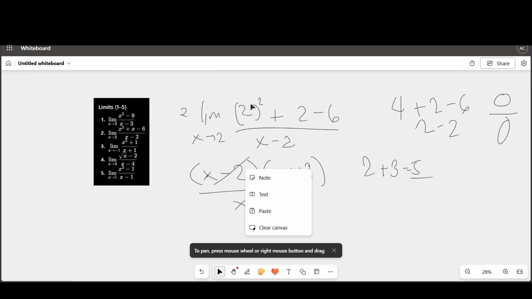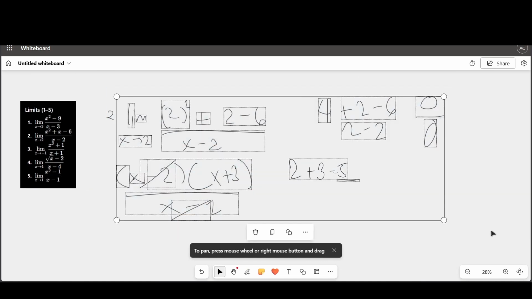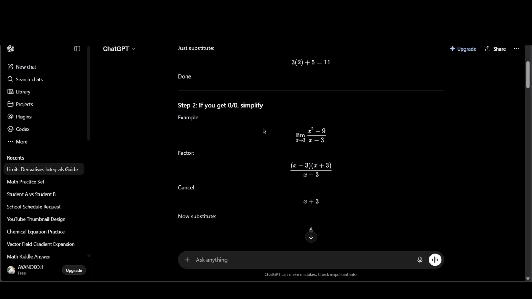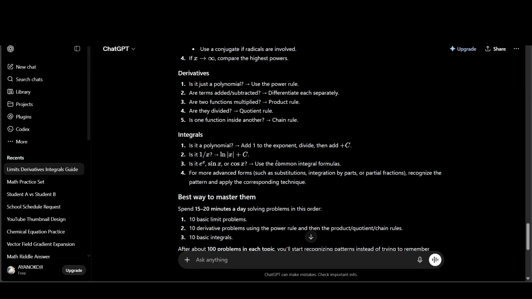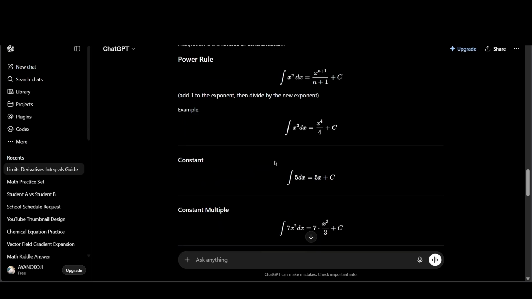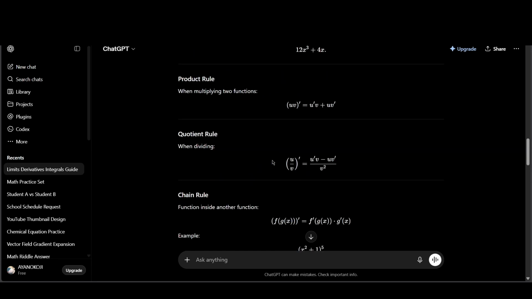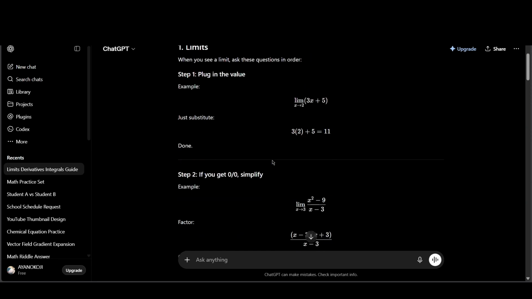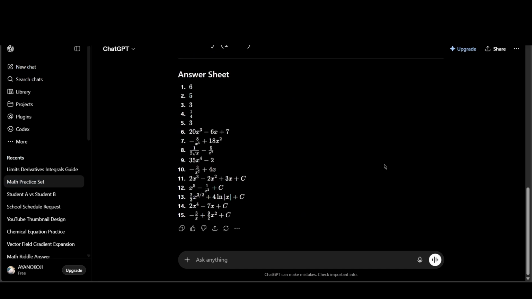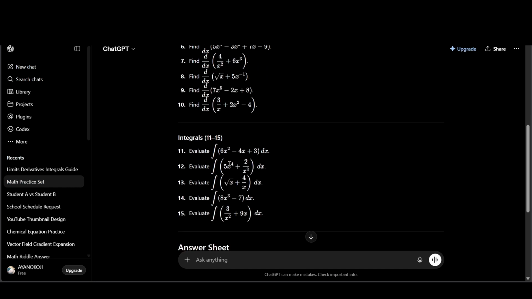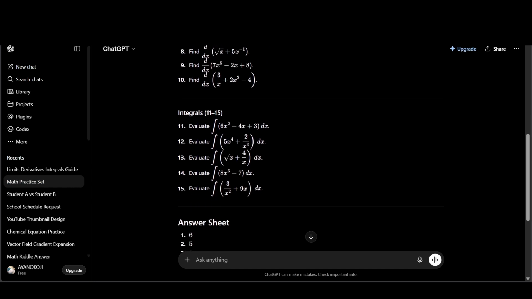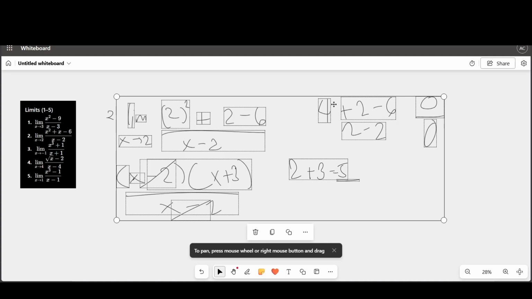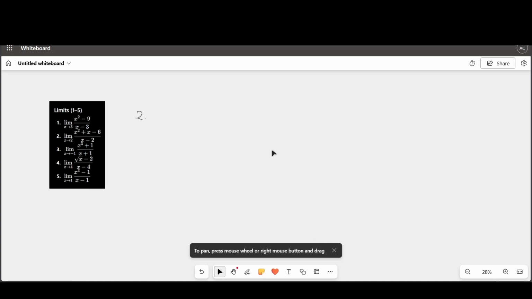So let's head on to the next question. Let me just check if my answers are correct, because I already have the answer sheet prepared here. Yes, I'm using ChatGPT. I don't care. This is a study session, not a lecture. So I was right on the first two questions. That's 6 and 5.